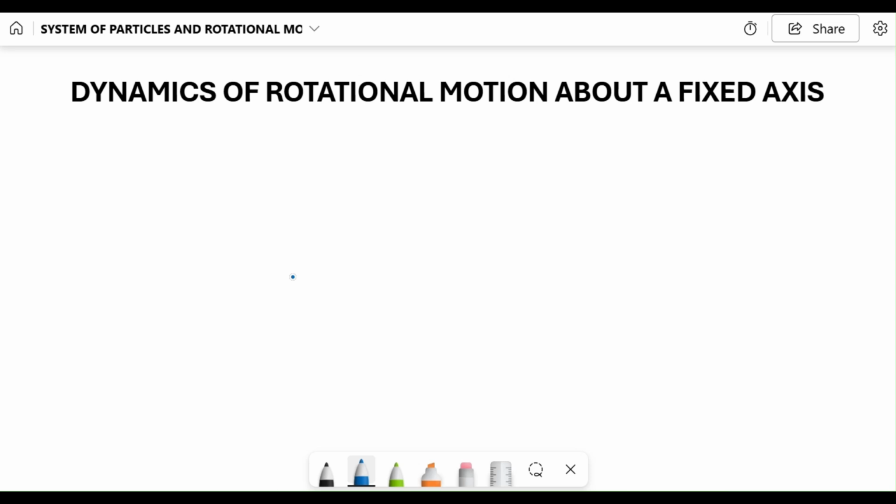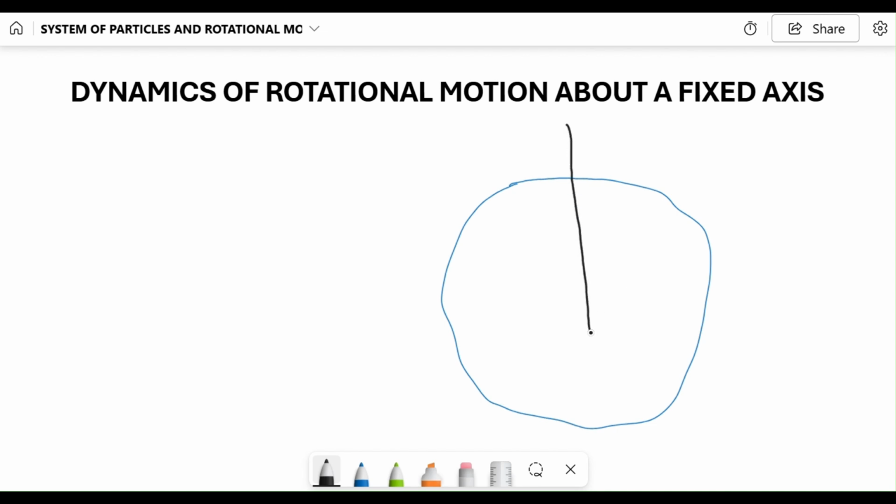Let's discuss the dynamics of rotational motion about a fixed axis. Let's say we have an extended body here. This is an extended body, and this body is rotating about this axis. Let's say this is the x axis, this is the y axis, and this body is rotating about this z axis.